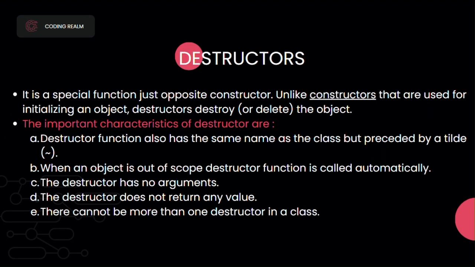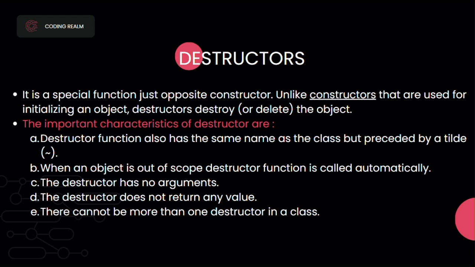Now the destructors. A destructor is a special function just the opposite of a constructor. Unlike constructors that are used for initializing an object, destructors destroy or delete the object. Now let's see the important characteristics of the destructor in object-oriented programming.